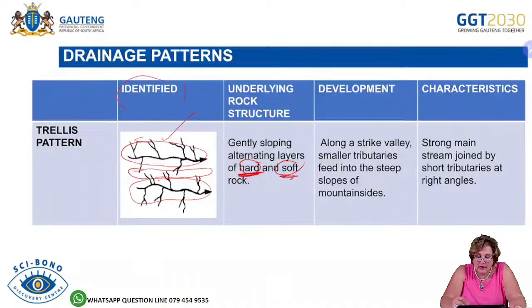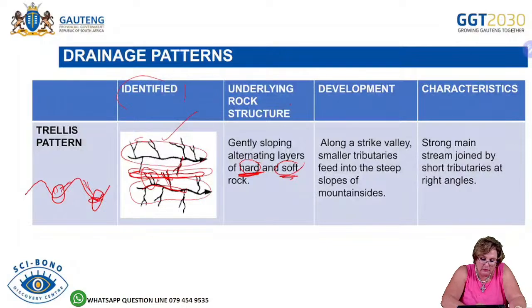It's along a strike valley, and smaller tributaries feed into the steep slope of the mountainside. So here I have the bottom. It's going from the side, it's going to look like this. So I have a river here and I have a river there. The water flows, these tributaries flow down. Here in the middle, I have my interflow. Now this water flows down the slope into the valley, that valley at the bottom.